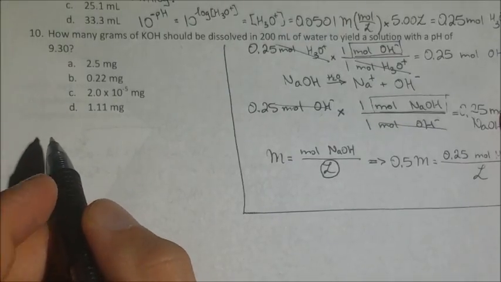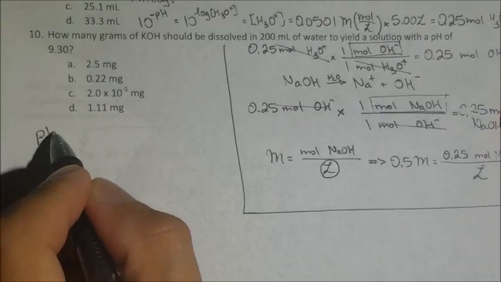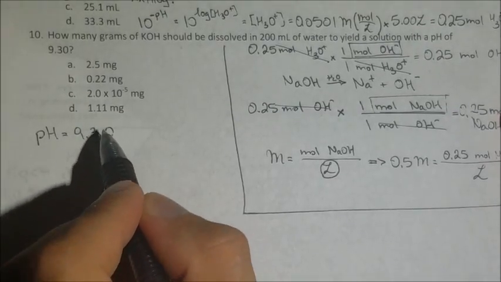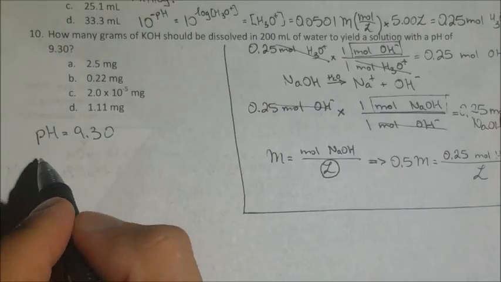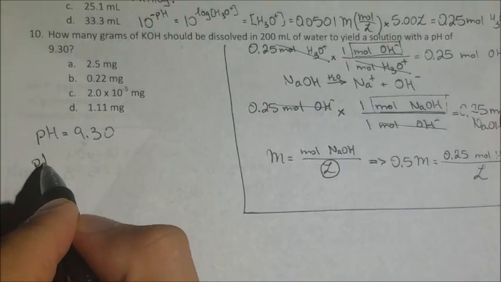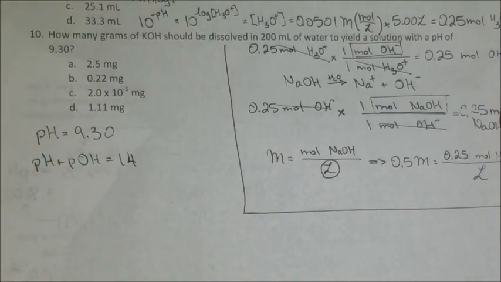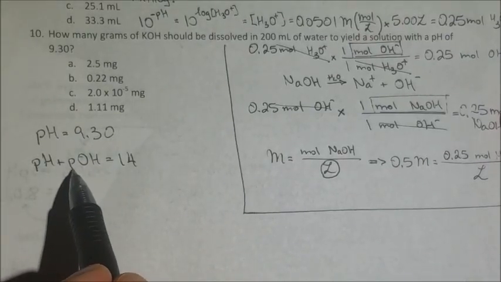So my pH is 9.3, or 9.30 to be technical. And I know that my pH plus pOH equals 14. So I have a relationship. I have a way to figure out what the pOH is.